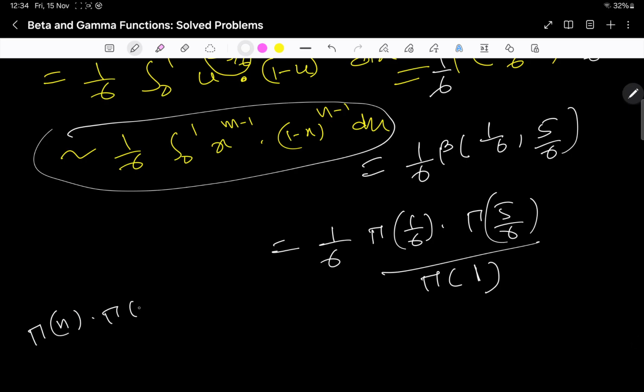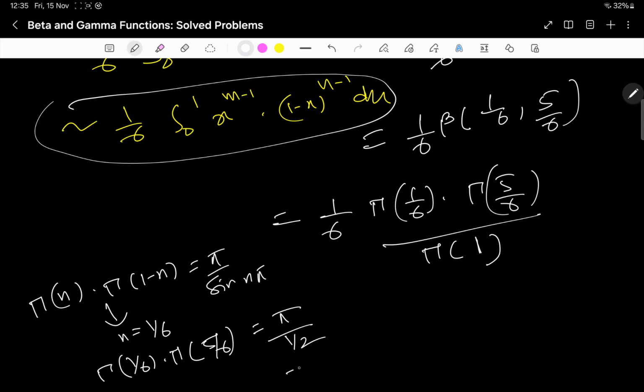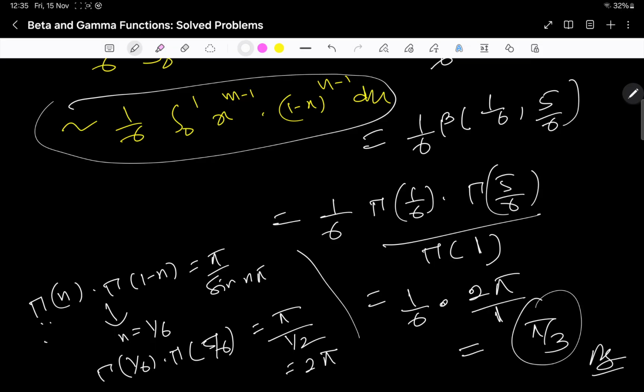Gamma n gamma 1 minus n is pi by sine n pi. So the moment you put n is equal to 1 by 6, then gamma 1 by 6 into gamma 5 by 6 will be pi by sine pi by 6. Sine pi by 6 is your half, it's 2 pi. So this will be your 1 by 6 into 2 pi and gamma of 1 is your 1. So this is equal to your pi by 3. Okay, so this is your answer.